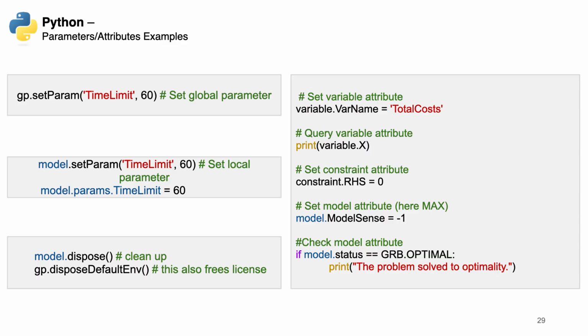Finally, remember to use model.dispose and gp.disposeDefaultEnv. This is the housekeeping of optimization. It frees up your memory and releases your license for other users as soon as your job is done.